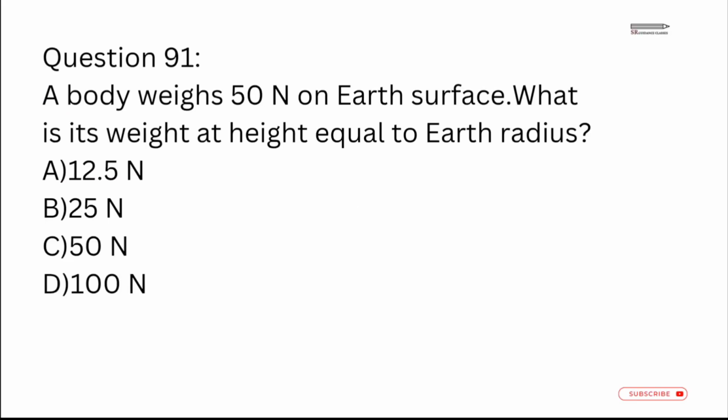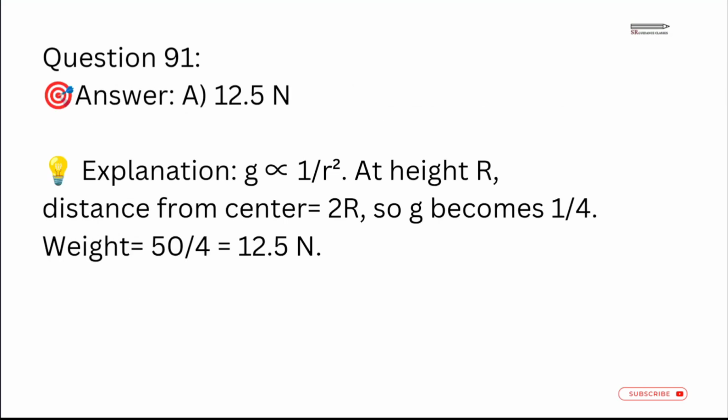A body weighs 50 Newton on Earth's surface. What is its weight at a height equal to Earth radius? The answer is option A, 12.5 Newton.